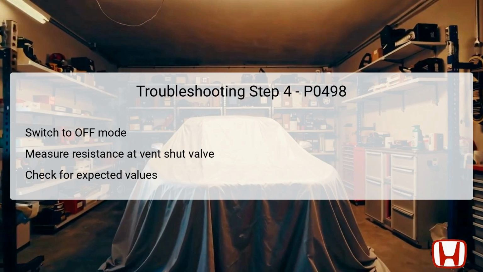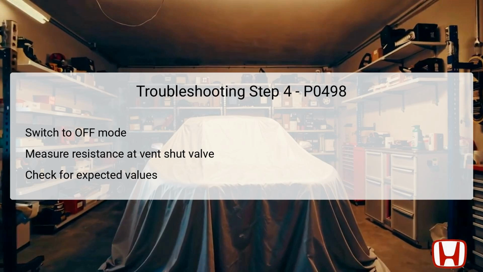With the EVAP canister vent shut valve 2P connector disconnected, measure the resistance across the specified terminals of the valve. Using a multimeter, test the resistance between the two male terminals of the vent shut valve connector. At room temperature, you should anticipate a resistance reading between approximately 25 to 30 ohms. This resistance value is essential.